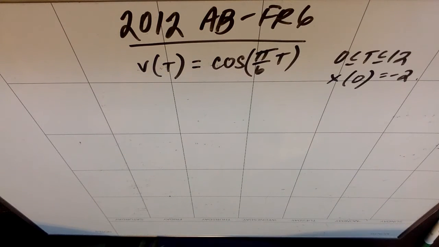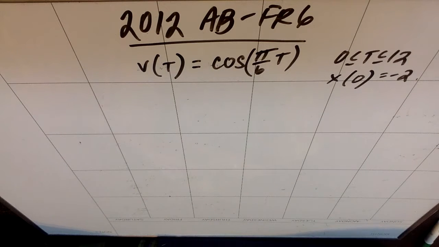All right, we're doing a little bit more AP review. This is 2012 AB Free Response 6. It is AB only, the BC question was different. For time 0 to 12, a particle moves along the x-axis. The velocity of the particle at time t is given by v of t equals cosine of the quantity pi t over 6, or pi over 6 times t.